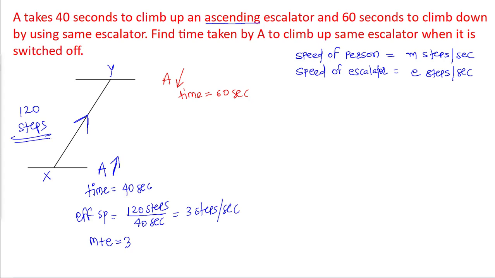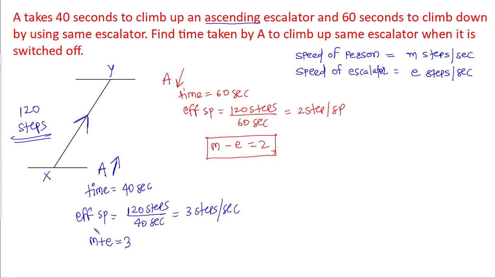Now in the second case, when A is coming down and the escalator is moving up, the time taken is 60 seconds. The effective speed is the distance to be traveled, 120 steps, in 60 seconds, which is 2 steps per second. So when the escalator is moving up and the man is coming down, the effective speed is m minus e, which is equal to 2. Over here we got m minus e equals 2 and m plus e equals 3. So let's add equation 1 and equation 2.